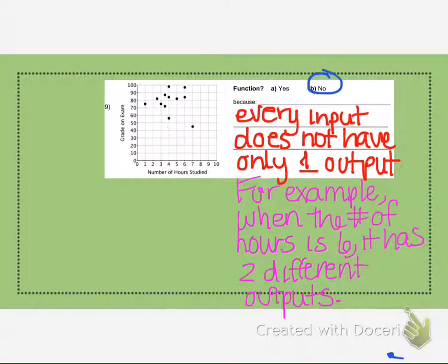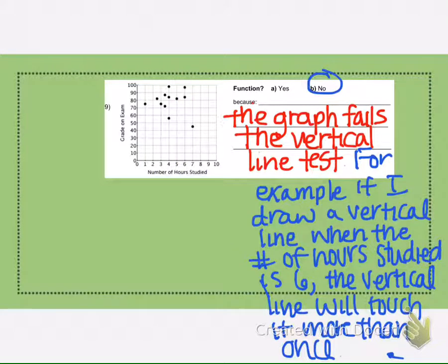So we could say no, because every input does not have only one output. For example, when the number of hours is 6, it has 2 different outputs. We could also say no, because the graph fails the vertical line test. For example, if I draw a vertical line when the number of hours studied is 6, so right here, the vertical line will touch more than once, so it will touch this point and this point.